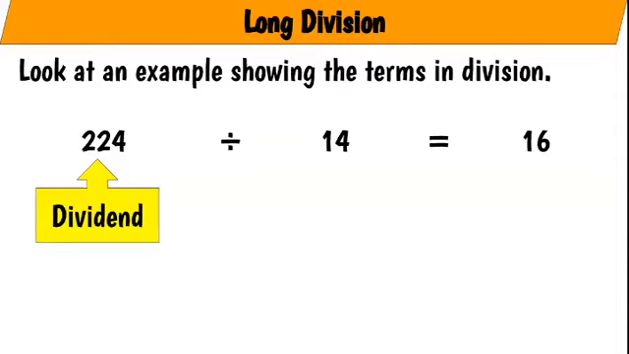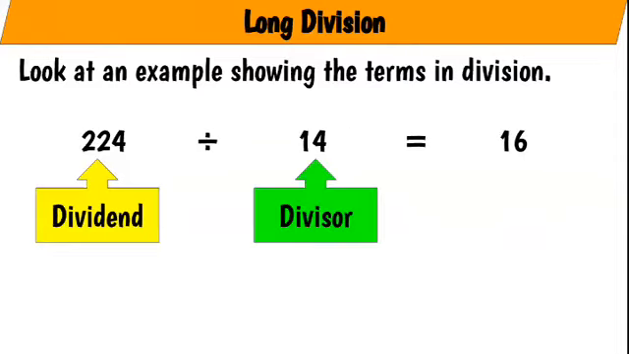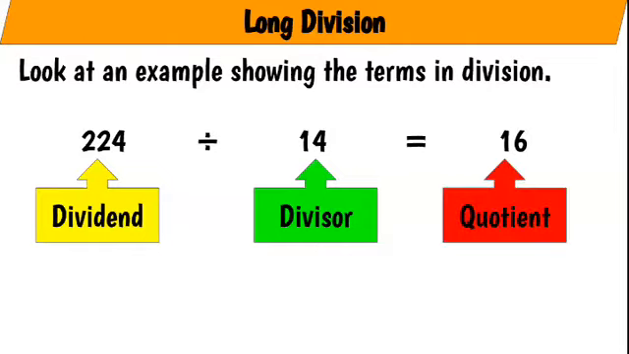224 being the dividend, 14 the divisor, and 16 our quotient. Now what do these terms mean? What do these terms tell us?